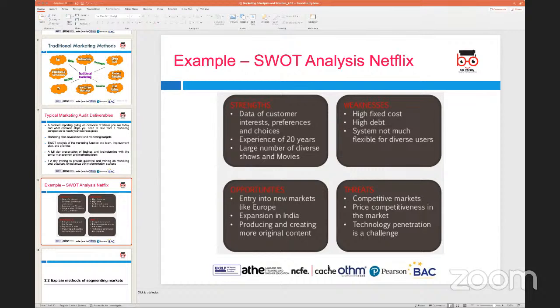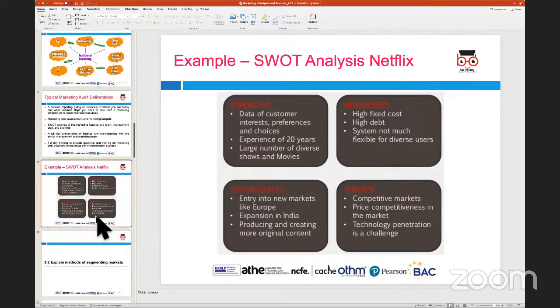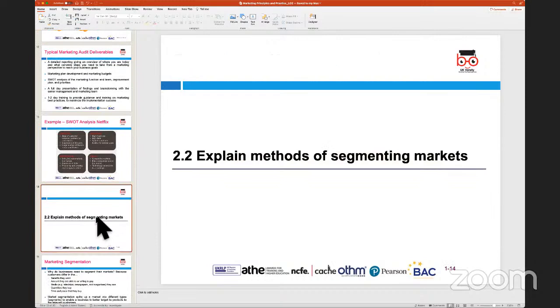Some of the threats are intense competition, competitive markets or pricing, specifically when we look at the Indian market, and then we look at technology penetration because it requires high quality infrastructure. It is important for it to identify these threats and then take necessary steps to be able to counter them and then appropriately position its offering in the market.